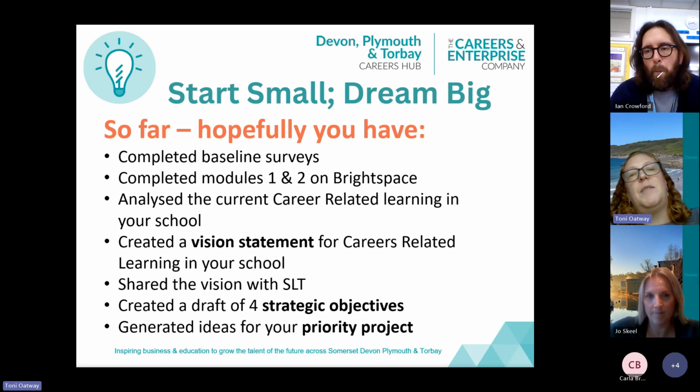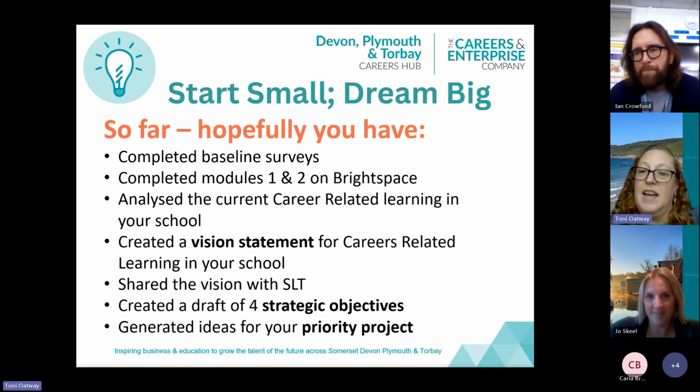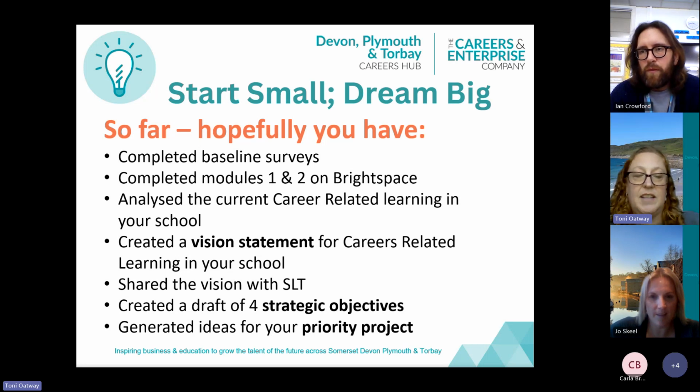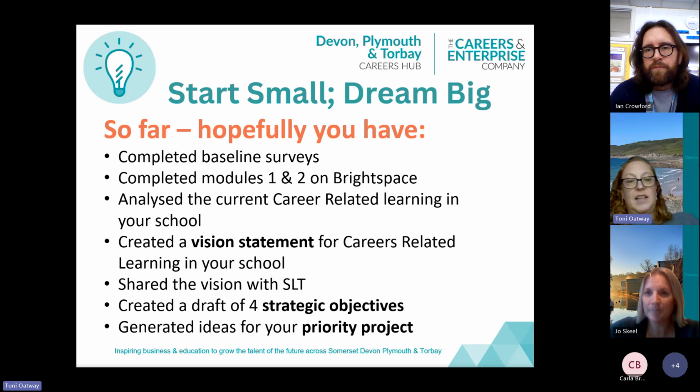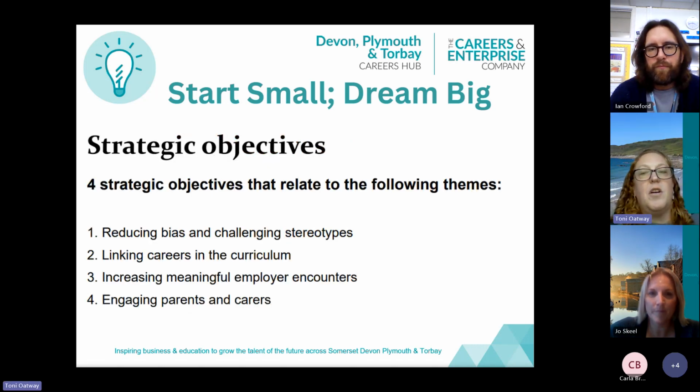Now, unofficially, I'm going to say up to 4, because if you have less than 4, I think that's fine. And hopefully generated some ideas for what you might like to do in your priority project. Now, we'll have time for questions on these in a moment. I'm just going to move on now.